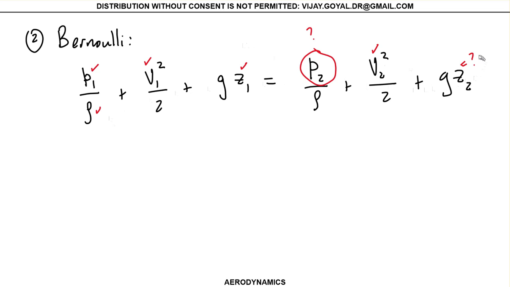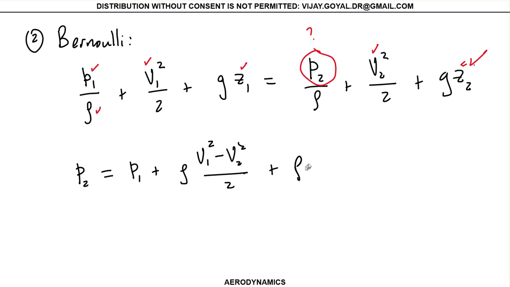So this is known, okay? So I can basically solve for P2. If I solve for P2, I can show that this is the equation that we get: P2 equals P1 plus rho times (V1 squared minus V2 squared) divided by 2 plus rho g (Z1 minus Z2). And note, Z1 is equal to 0 and Z2 is equal to H.